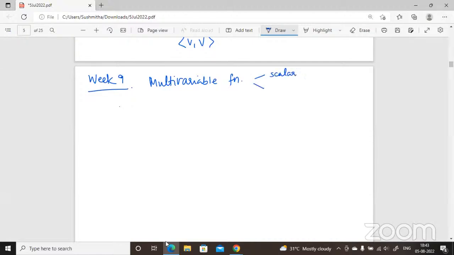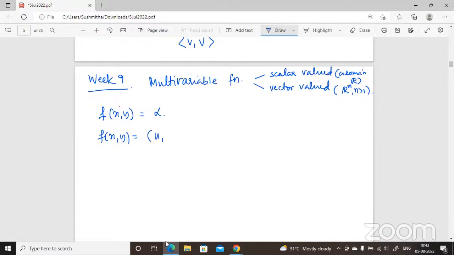And when do you say it is scalar valued? When it's from Rn to R, and Rn to Rn. When the codomain is R, when the output is just a number, it is called scalar valued. When the output is a vector, that is when the codomain is Rn, where n is greater than 1, it is a vector valued function. So if you have f of x comma y equal to some number, say alpha, then this is a scalar valued multivariable function. Instead, if I have something like this, then this is a vector valued multivariable function.